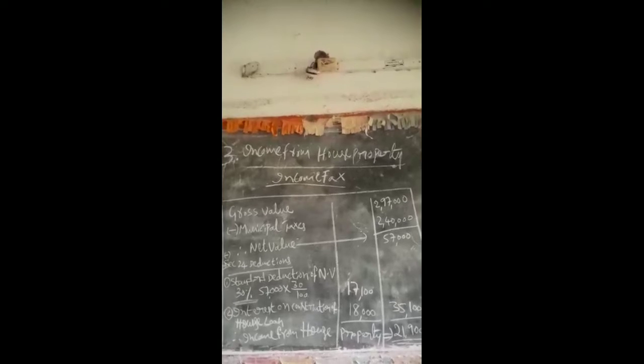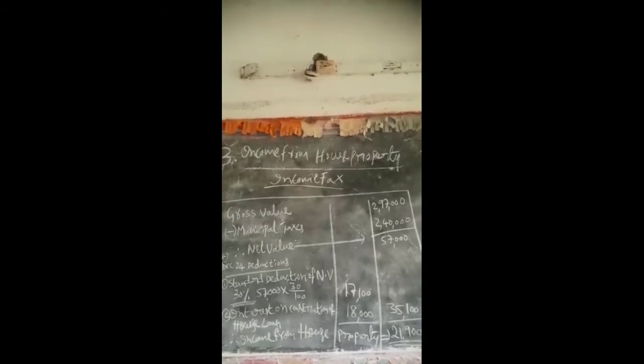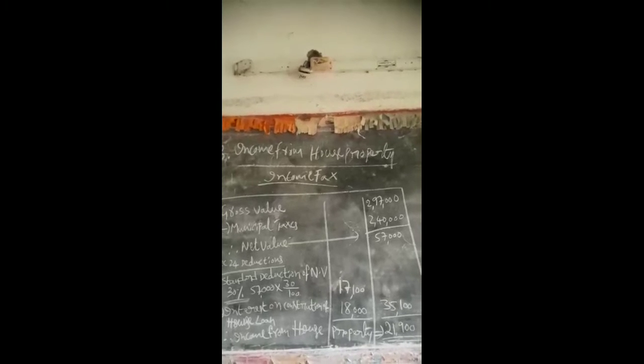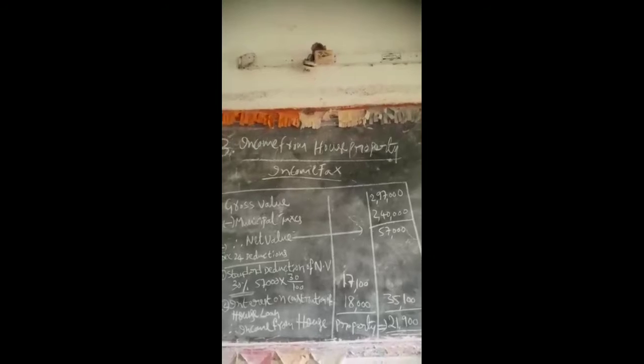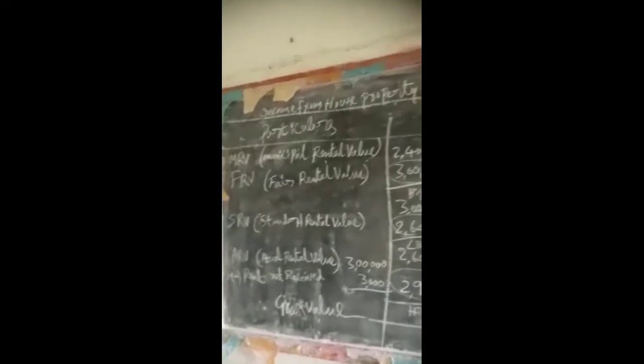I am explaining the income tax subject. We are going to the third unit, income from house property. I am explaining the problem solution. So please note down the problem.